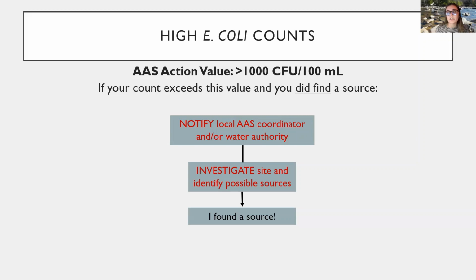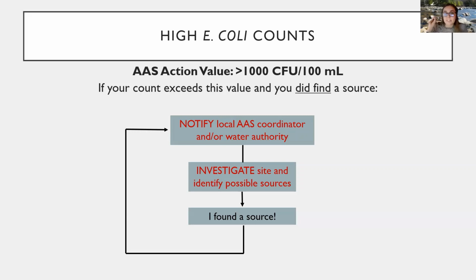And then you want to go out, if it's possible for you to go out safely, and investigate that site and identify some possible sources of contamination. Because if you find a source, then it's going to be much more efficient for your local water authority and for other people to come out and mitigate that issue. So maybe you find a sewer spill or something like that.